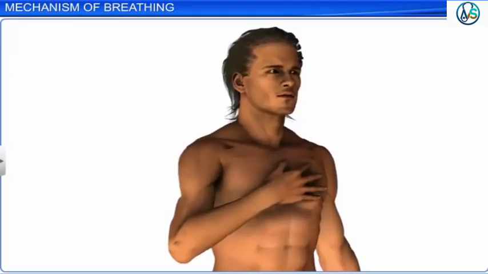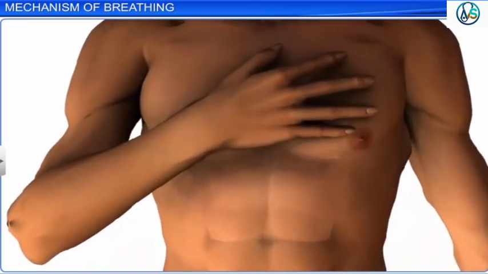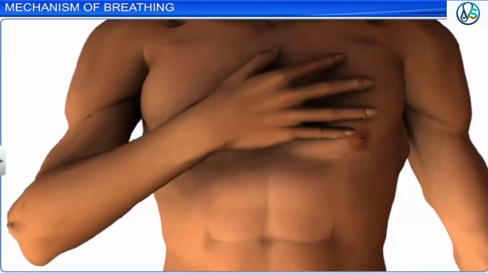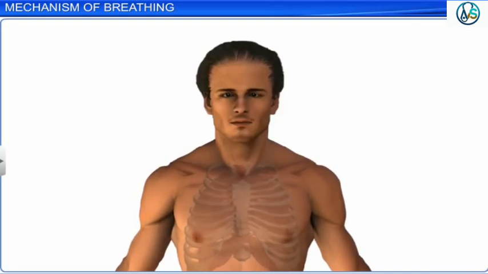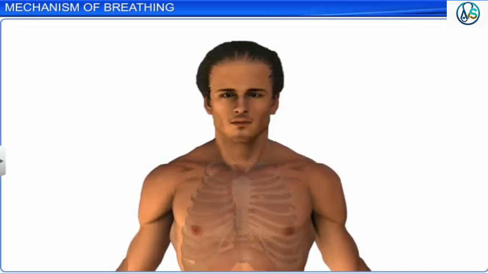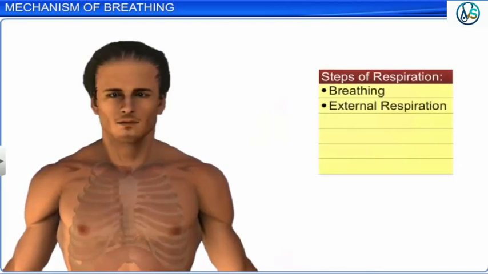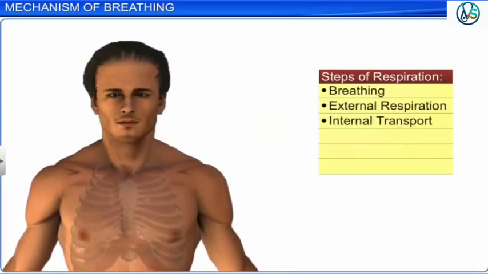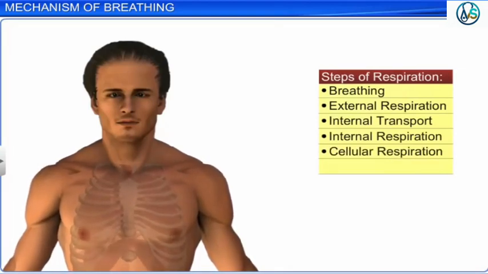Observe your breath. Your chest expands every time you breathe in and contracts every time you breathe out. This is because breathing causes the movement in lung and chest muscles to maintain the body at equilibrium pressure. Let's study respiration in detail. Respiration involves breathing, external respiration, internal transport, internal respiration, and cellular respiration.